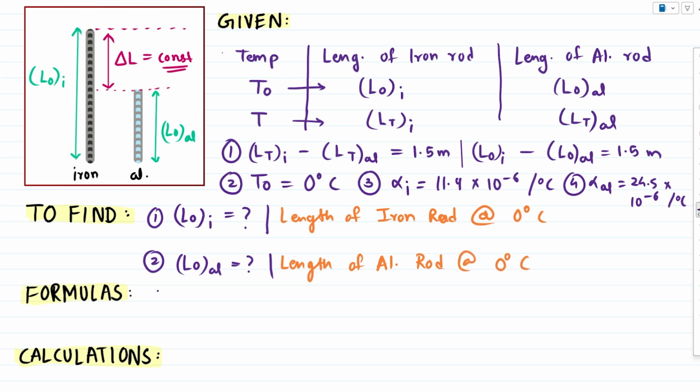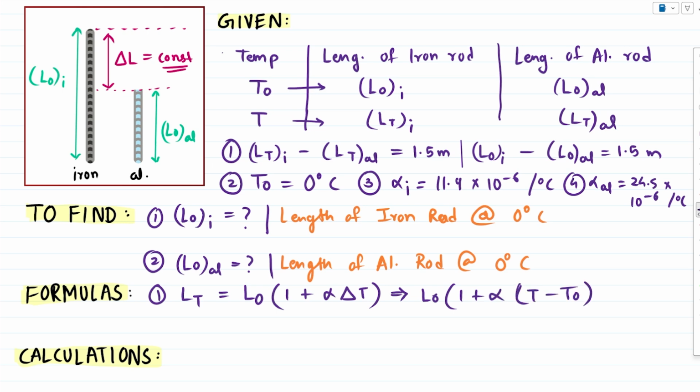So the formula to calculate the length of a rod at any temperature, Lt. Okay, so this is the length of the rod at T temperature, is said to be length measured at initial temperature, so L0 into 1 plus alpha times delta T. So change in temperature, which can also be written as L0 into 1 plus alpha times temperature T minus the initial temperature. So this is our delta T.